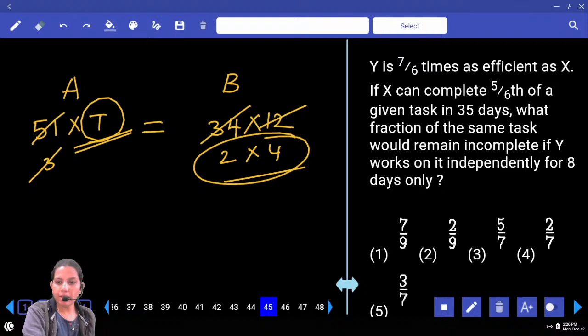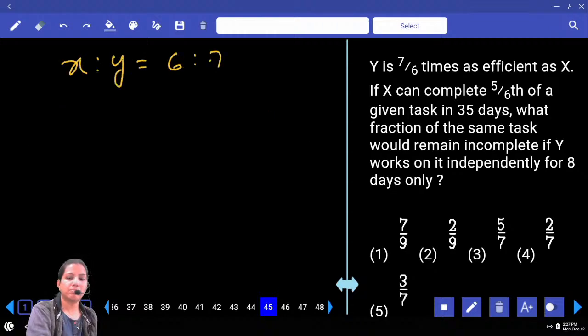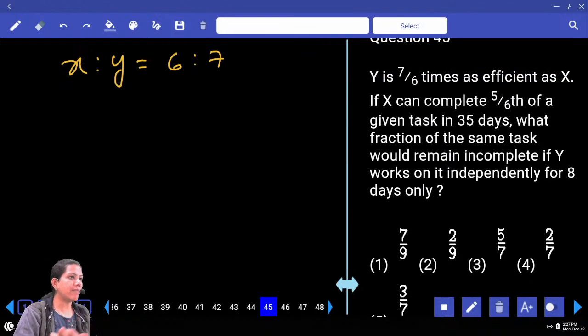Y is 7/6 times as efficient as X. That means what is X to Y efficiencies ratio? 6:7. Y is 7/6 times of X means X is to Y is equal to 6:7. This is efficiencies. Next, X can complete 5/6 of the given task in how many days?